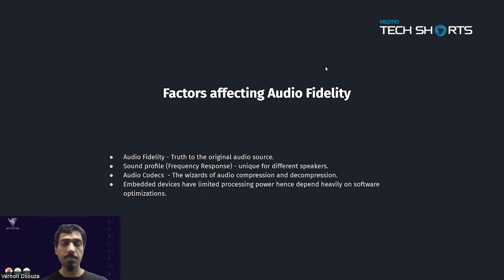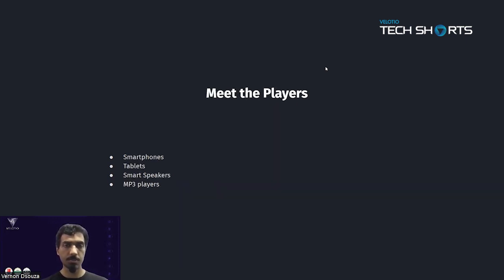An audio codec is a piece of software that manages the compression and decompression of audio samples for efficient storage and transmission. We all know embedded platforms have limited processing power. This makes it necessary to tweak the codec performance to enhance the user experience.